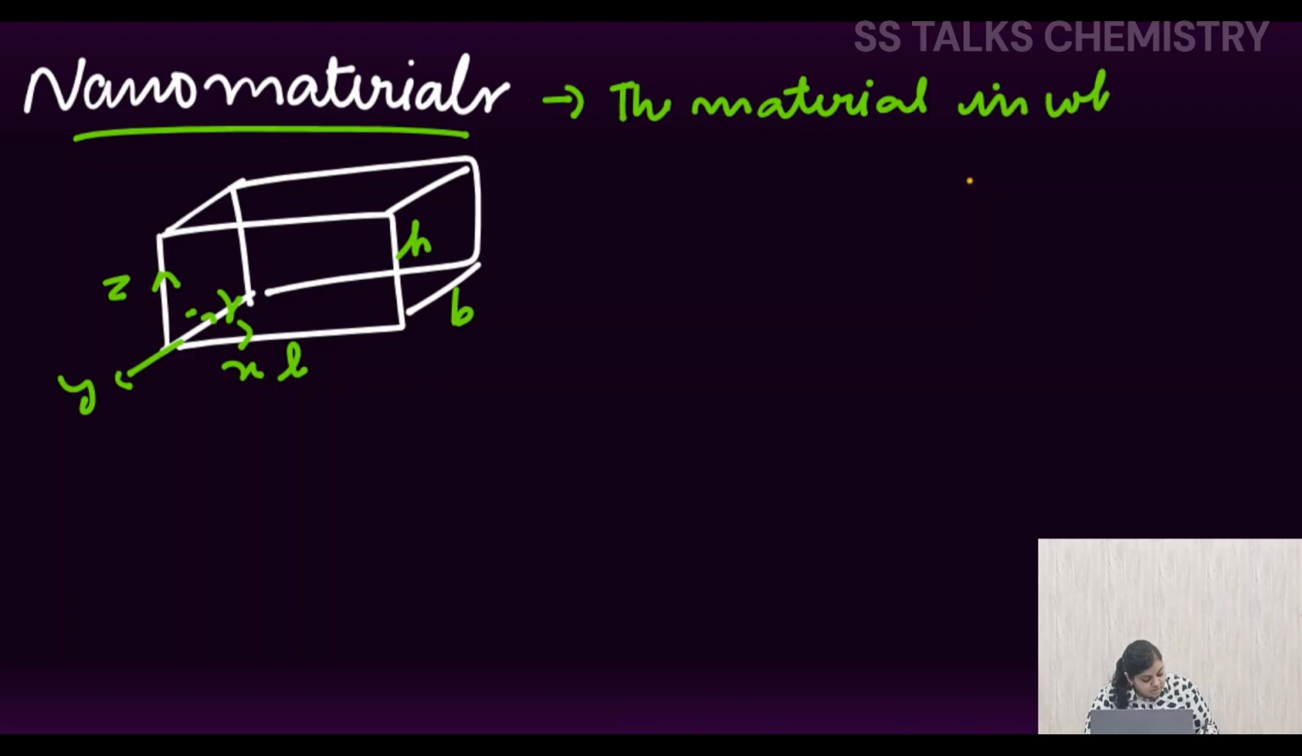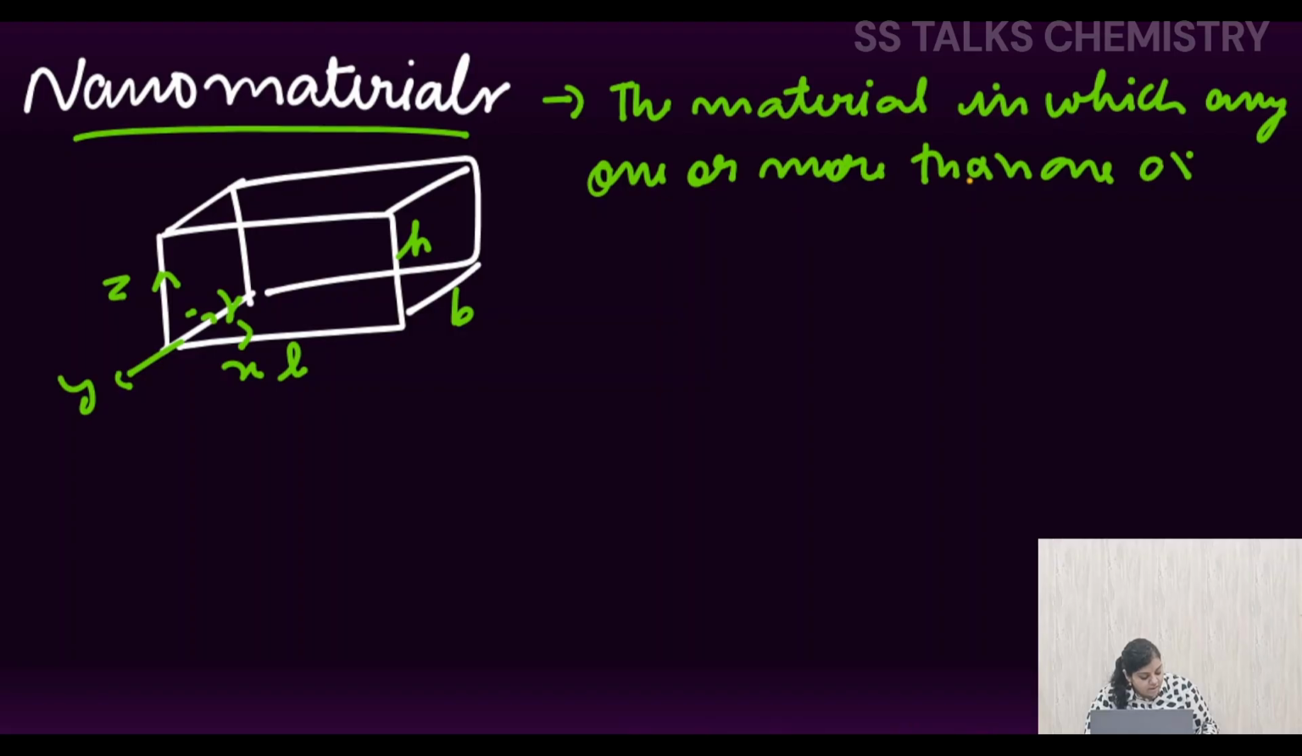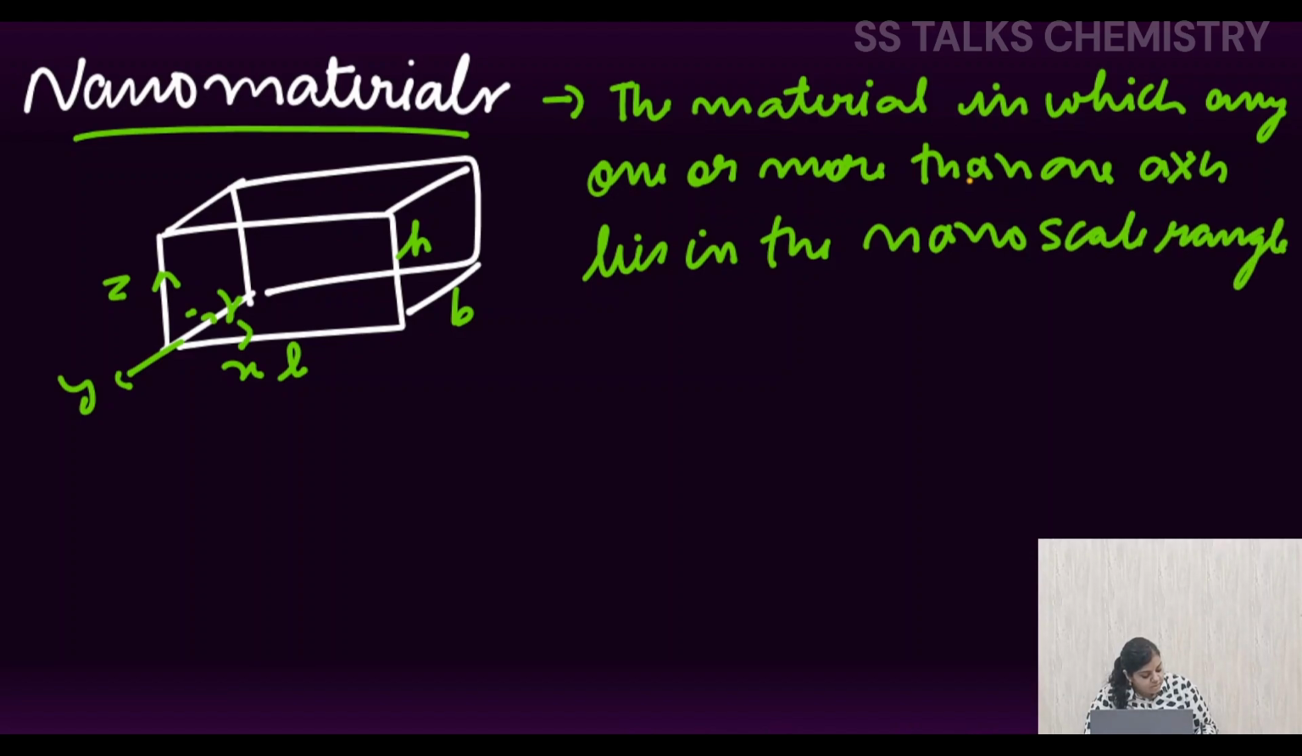So basically what we are saying is: the material in which any one or more than one axis lies in the nanoscale range. What is this nanoscale range? That is 1 to 100 nanometers.